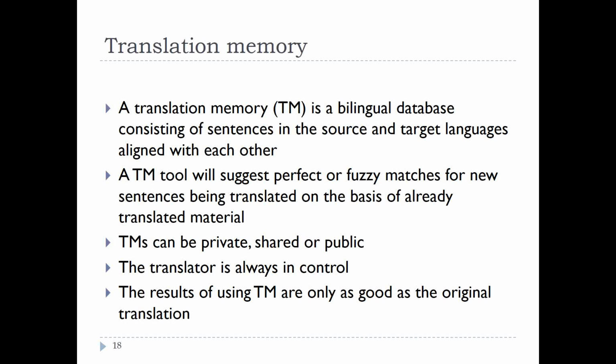So a translation memory, abbreviated as TM usually, is a bilingual database consisting of sentences in the source and target languages which are aligned or lined up with each other, which means if you access material from a sentence in English, you can also automatically have access to the translation of that sentence. A TM tool will suggest matches which may be perfect or fuzzy for new sentences that are being translated on the basis of material that has already been translated.